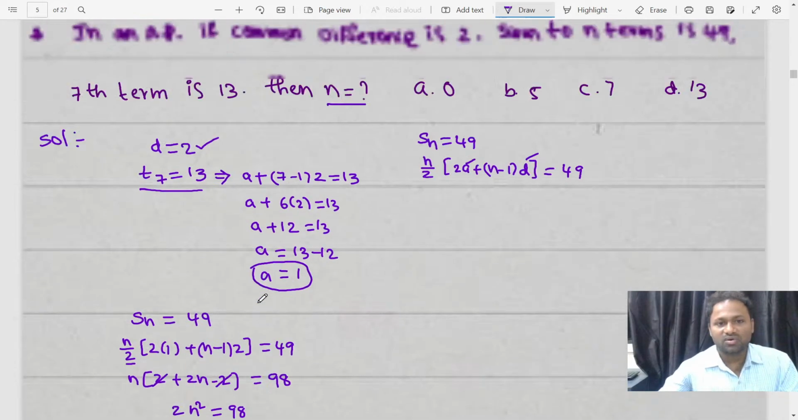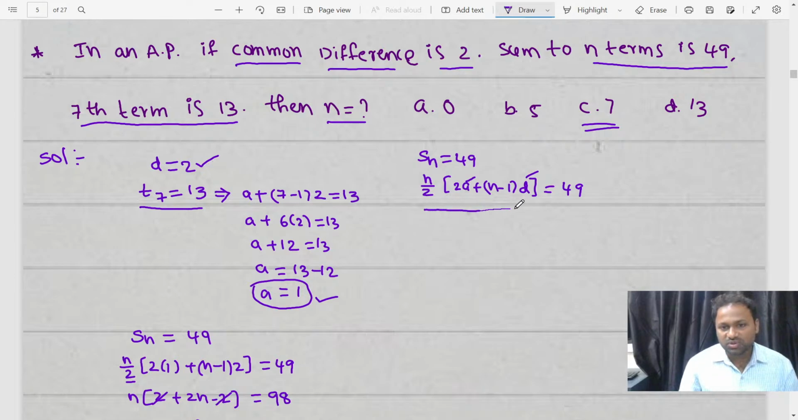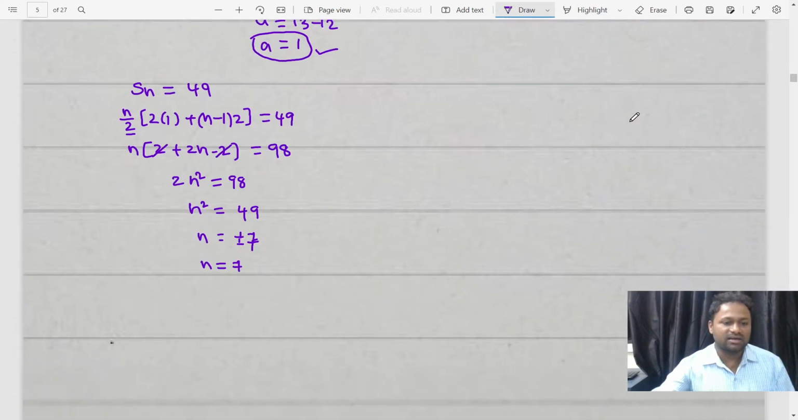Okay, I got the conclusion. C will be the correct answer. See how I got it: first the common difference is taken, as well as the seventh term is 13, T7. From this I got A value, A as well as D. Using those I have substituted in this and I got n value. So n is equal to 7. Of course we get plus or minus 7, but the number of terms should not be negative. That's why C is equal to 7. Right, this is another problem.